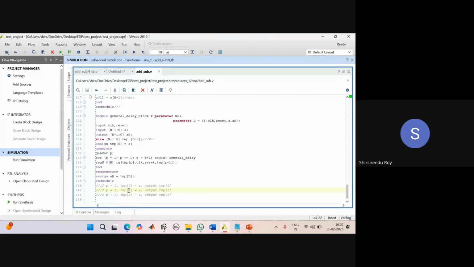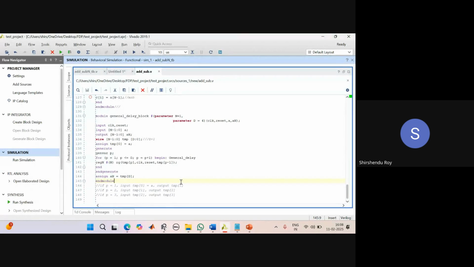I should say here, temp input is input. Your input is temp 0 A, output is temp 1. And in the second case, when P equal to 2, input is temp 1, and output is 0. So this way your delay block is prepared.